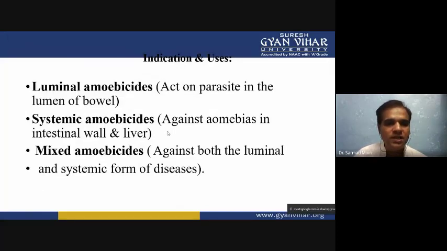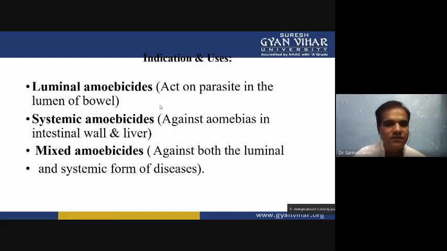So there are luminal amoebicides, systemic amoebicides, and mixed amoebicides. For these three types of amoebic disease we are using metronidazole-type anti-amoebic drugs. Luminal amoebicides act on the parasite in the lumen of the bowel. Systemic amoebicides are against amoebae moving in the intestinal wall and liver, and that's why we call them systemic amoebicides. And mixed amoebicides are effective in both luminal and systemic forms of disease.